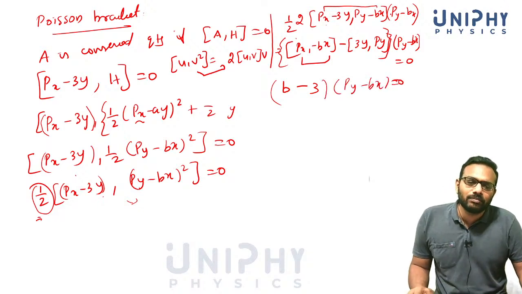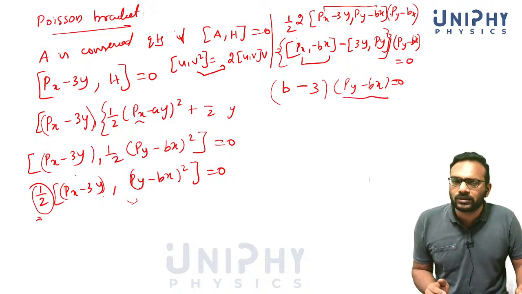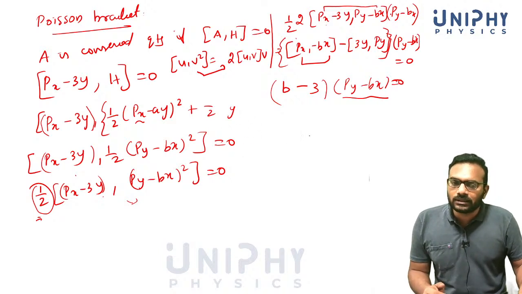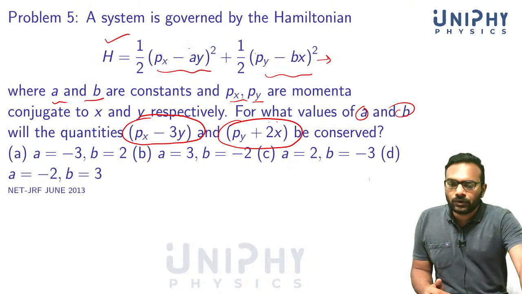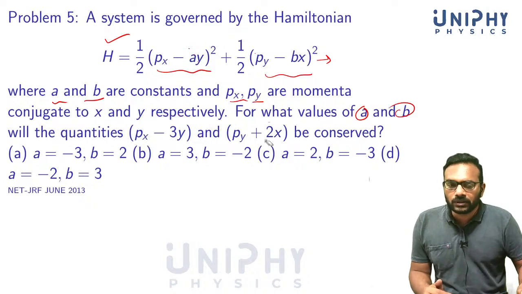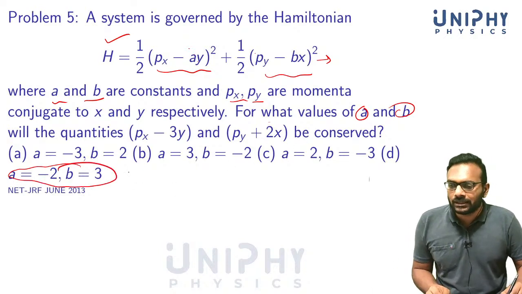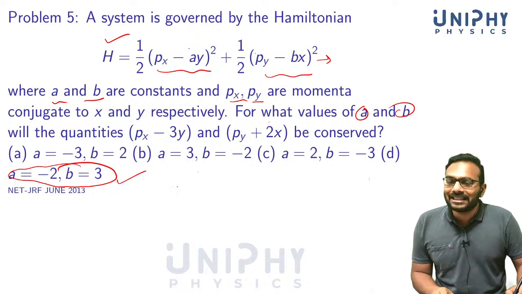Now if py minus bx is equal to 0, our Hamiltonian changes. We don't want to change our Hamiltonian. We are given a Hamiltonian. So the non-trivial solution to this is b equal to 3. Now if you look at the options, there's only one option with b equal to 3. Am I right? Which means that you don't have to do it again. This should be the correct answer. B is equal to 3, so option D is the correct answer.